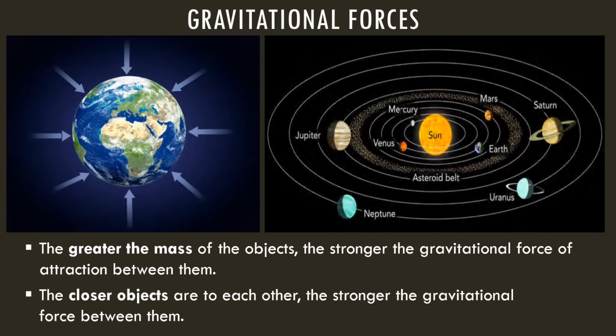So gravitational forces in our solar system, we have the sun and the planets that exert a gravitational force onto one another, and this ensures that it keeps them in their orbitals. What's important to remember about gravitational forces is that the greater the mass of the object, the stronger the gravitational force attraction is between them, and the closer the objects are to each other, the stronger the gravitational force is between them.